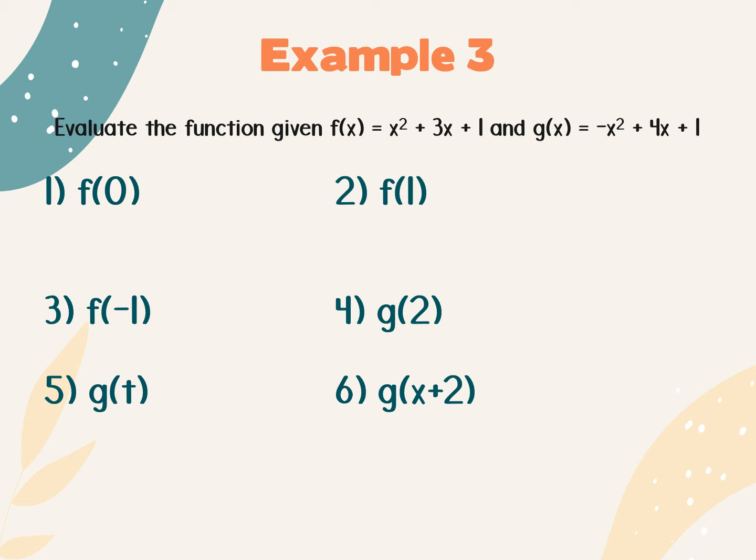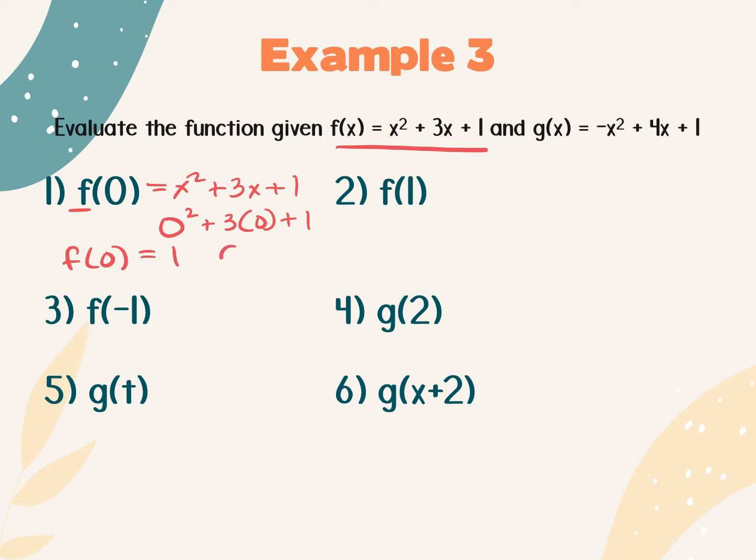So for the first one, number 1, notice the variable f. So I'm using this equation. I'm going to take x squared plus 3x plus 1, and every place that I see x, I'm replacing it with a 0. And then I'm going to follow order of operations, and I can see that f of 0 is equal to 1. And again, if they ask you to write it as an ordered pair, it would be (0, 1).